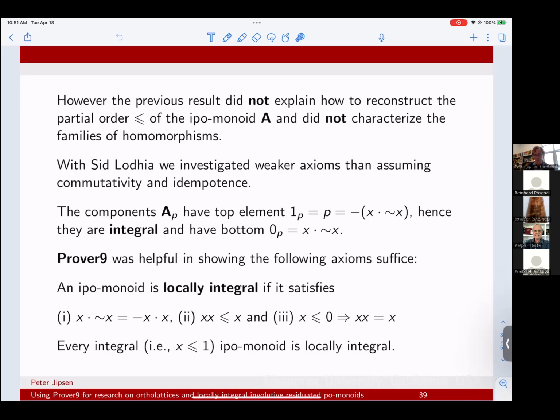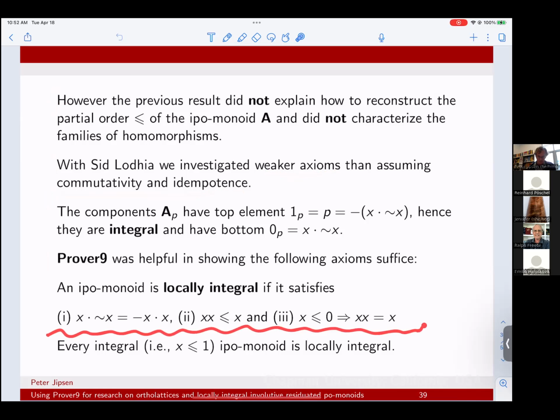And if you can draw these models easily, because looking at operation tables is not a lot of fun, but getting lattice ordered pictures out of it, or semi-lattice ordered pictures, is possible in the notebook interface. And then you can see things that are otherwise not so obvious. Here, the prover, we changed, and we wanted to see what about not assuming idempotence. So let's find weaker axioms instead of commutativity and idempotence. And again, Prover9 was helpful, and we identified these 3 axioms that are now called locally integral.